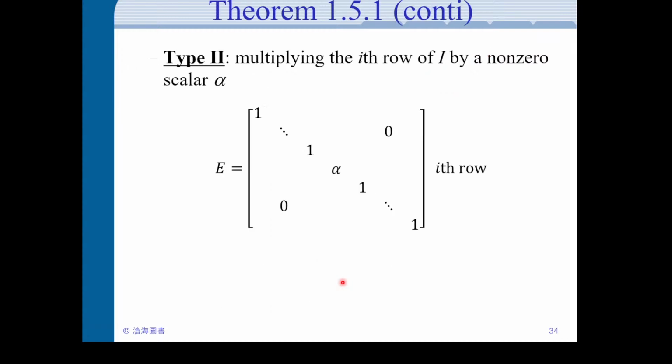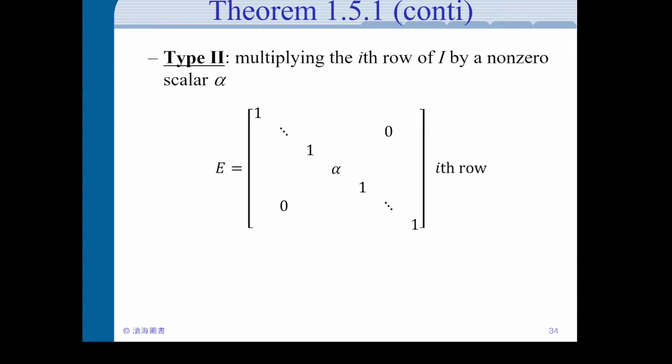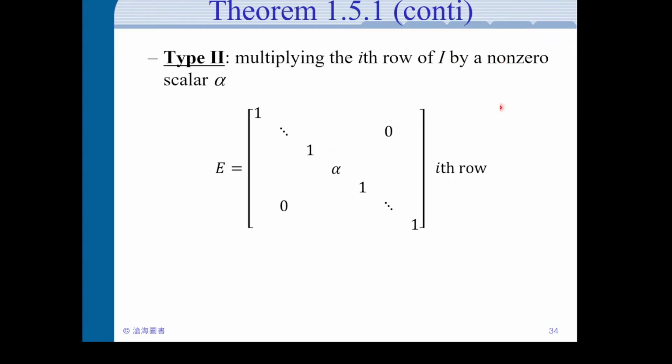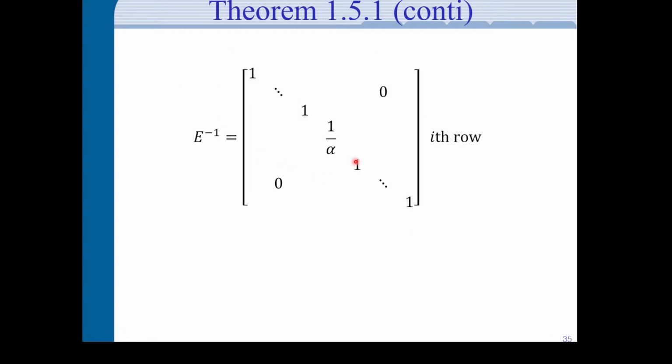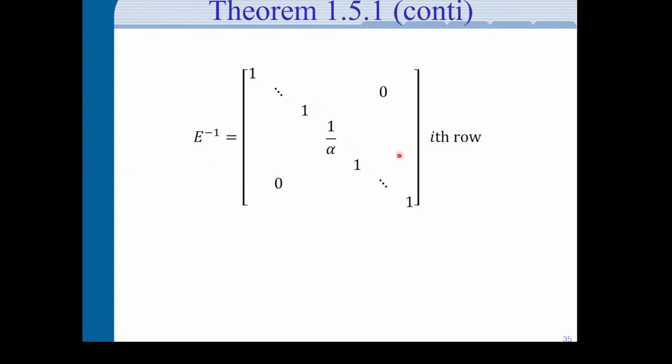Okay, and the type 2 matrix is multiplying by a scalar, and you can always find its inverse, which is also the same type. It will be just multiplying by the inverse of the scalar. Because the scalar is non-zero, you can always find its inverse. So if it was alpha here, you just multiply by 1 over alpha. Okay, you can invert this elementary row operation.